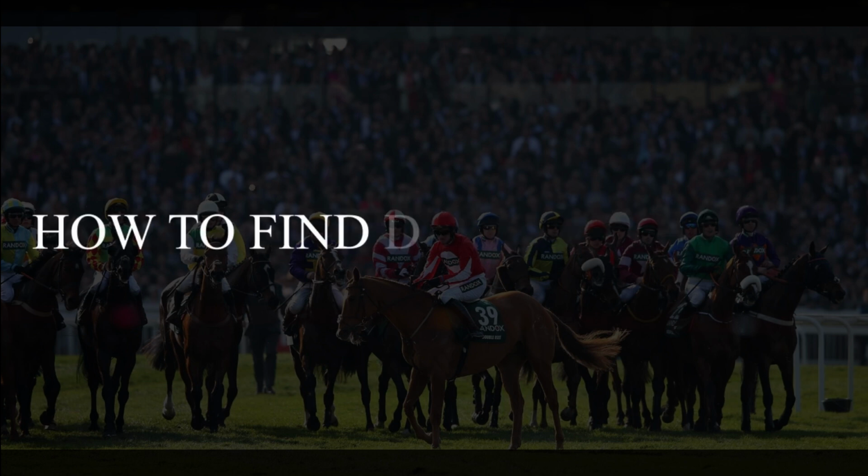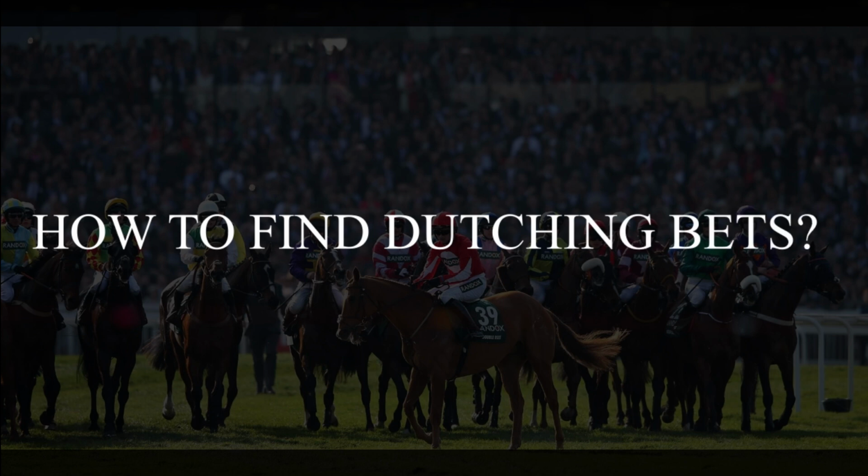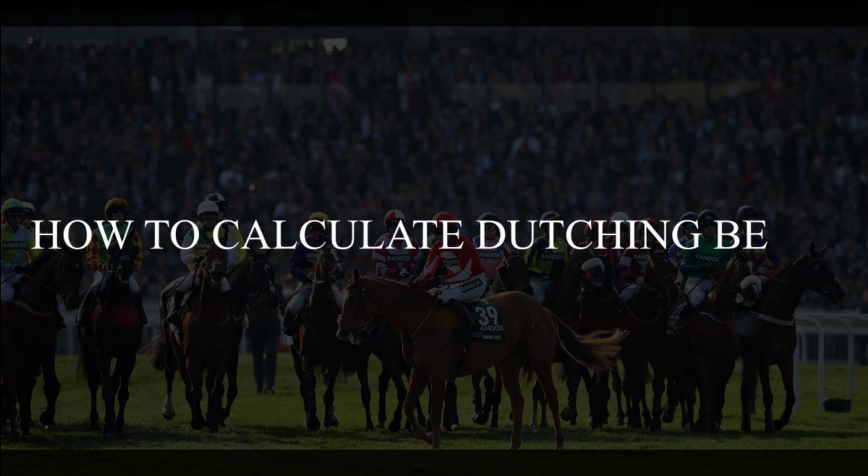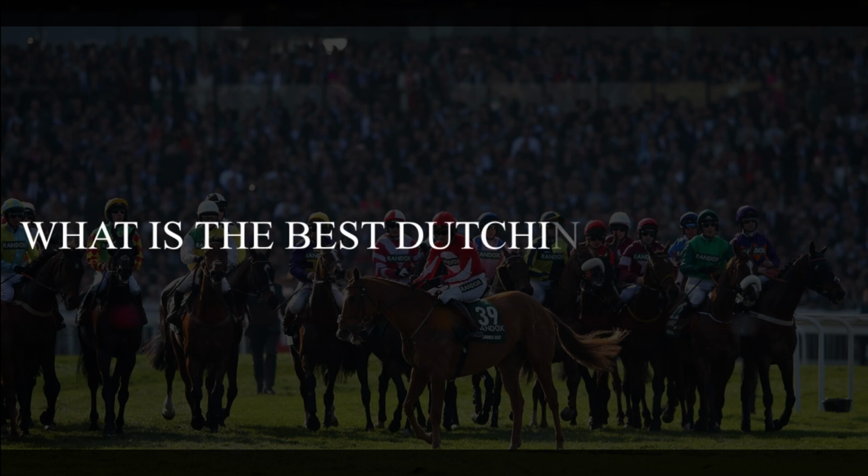How to find Dutching bets. Calculate the implied probability of each selection and then add them together. Dutching is a possible strategy if the total is less than 100. How to calculate Dutching bets? The best way to calculate Dutching bets is to use a Dutching calculator, so don't make a mistake and lose money. What is the best Dutching strategy? It is impossible to say which strategy is the best because it involves many factors. However, as a great start, we recommend simple Dutch betting to get you acquainted with the field.